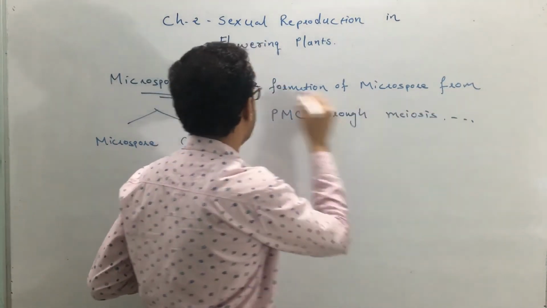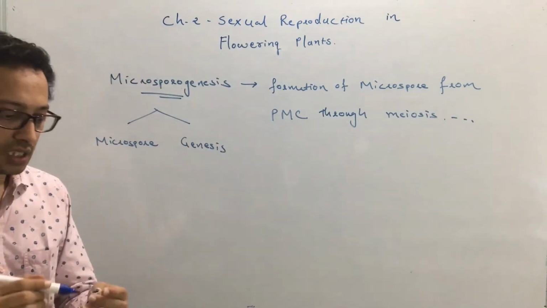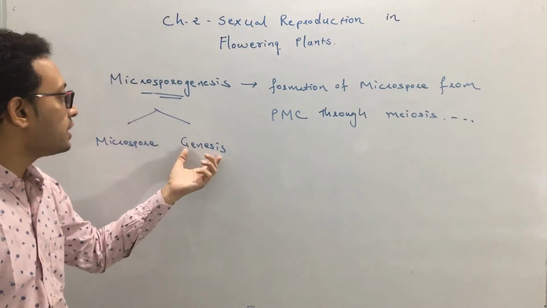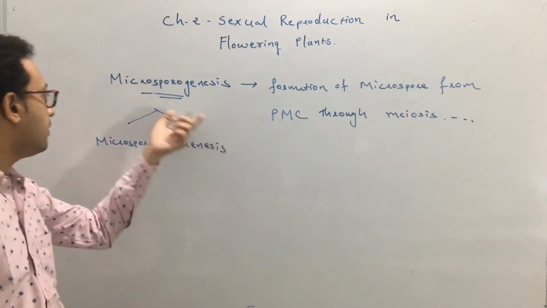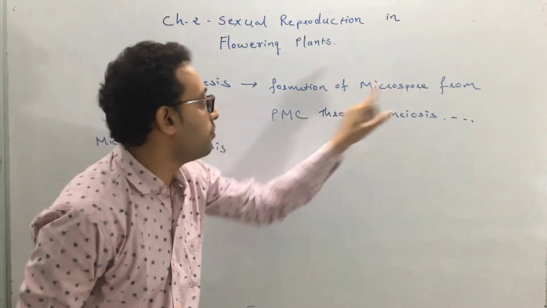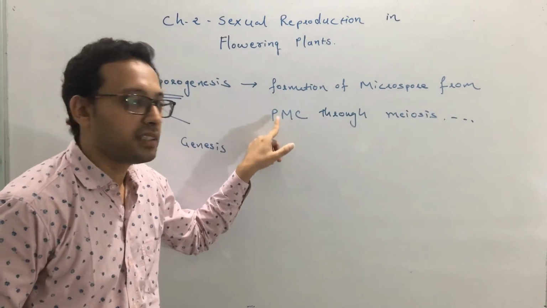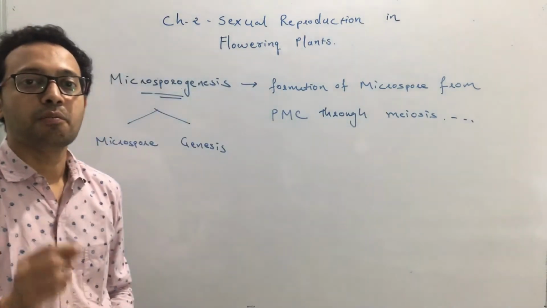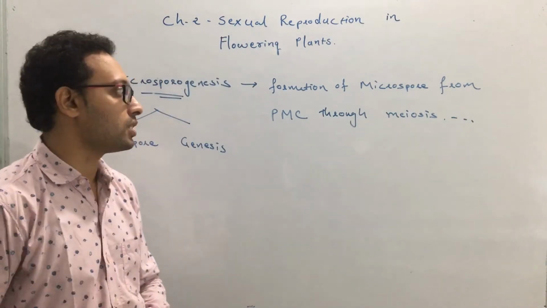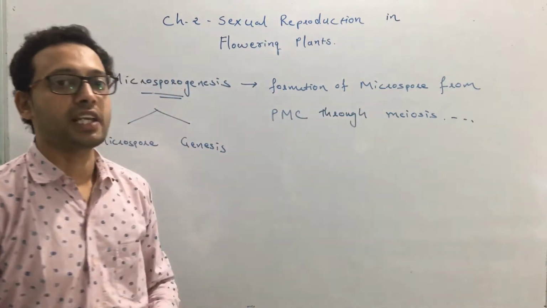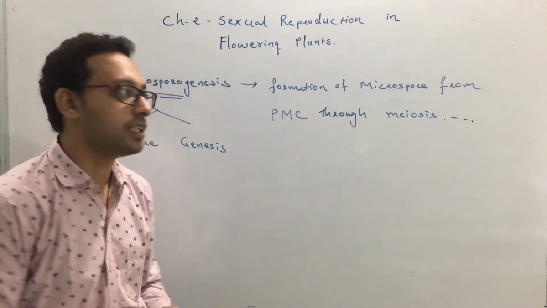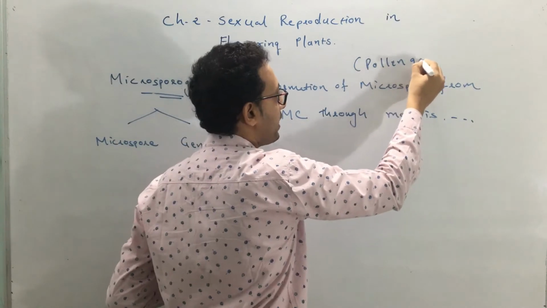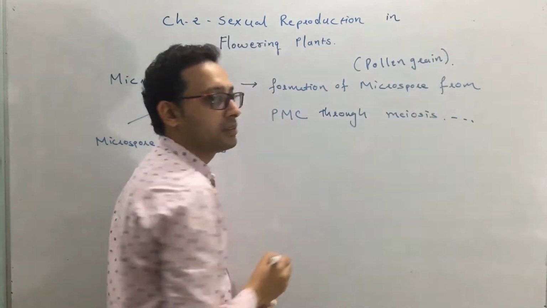Okay, that is called microsporogenesis. I again repeat, what is the definition of microsporogenesis? It is the process of formation of microspore from which cell? Pollen mother cell. Through which process? Through meiosis. It is called the microsporogenesis process. This microspore can also be called a pollen grain. What's another name of microspore? Pollen grain. So we have to learn how these pollen grains are going to be formed.